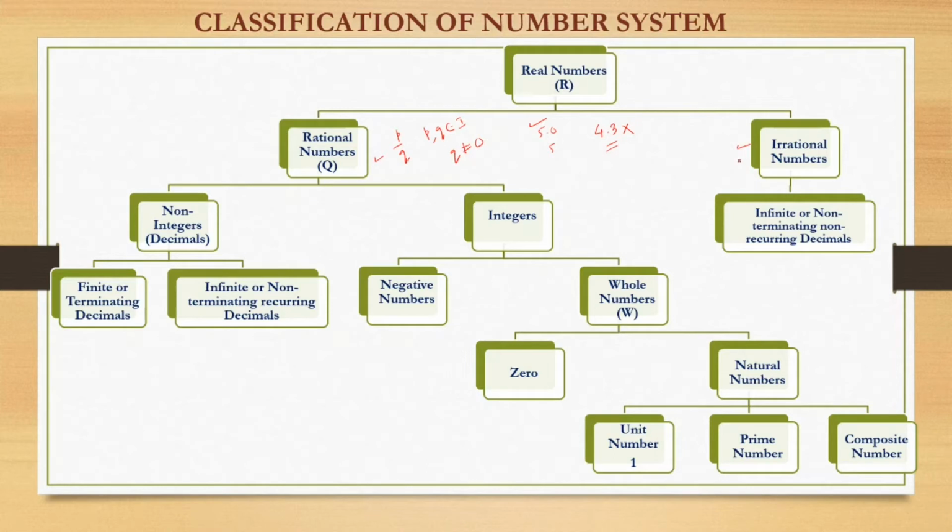So what is irrational number? Irrational number is something which cannot be represented in the form of p by q, where q not equal to 0 and p and q are integers. So the numbers which are not rational simply means those are irrational number. Okay, now coming back here, rational number can further be classified into two categories. One is integers, other is non-integers.